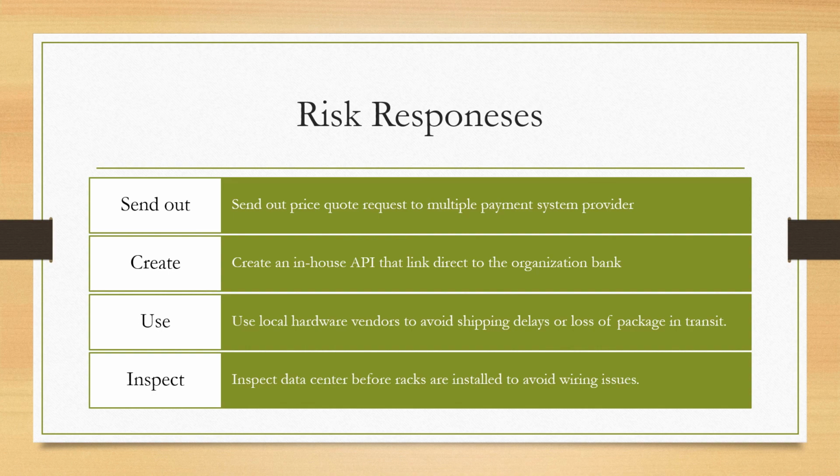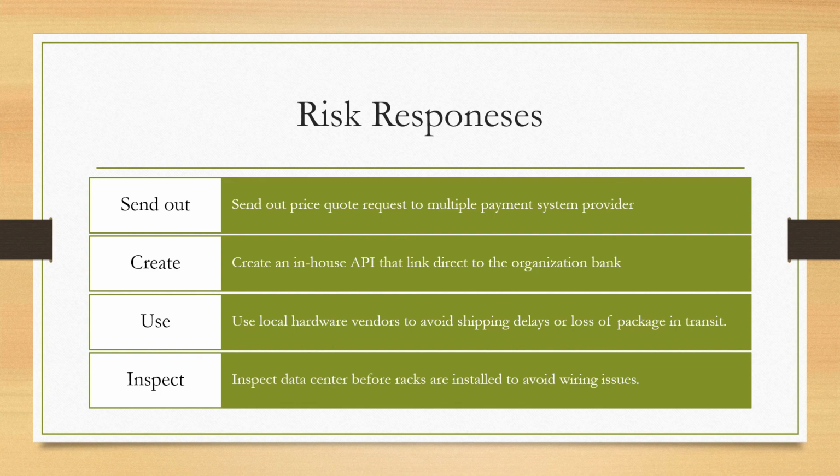To respond to this risk, we have to send out price quote requests to multiple payment system providers. That way we're not just dealing with one payment provider. Create an in-house API that links directly to our organization's bank. In case we are not able to find a payment processing provider on time, we can use the API to process payments until we get a provider.